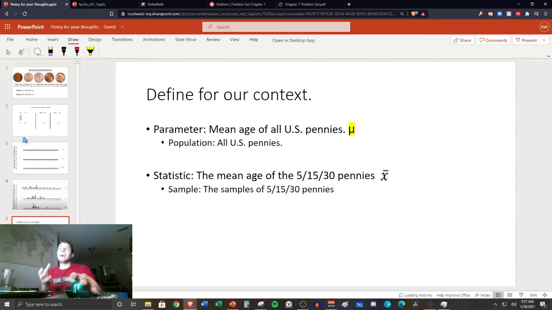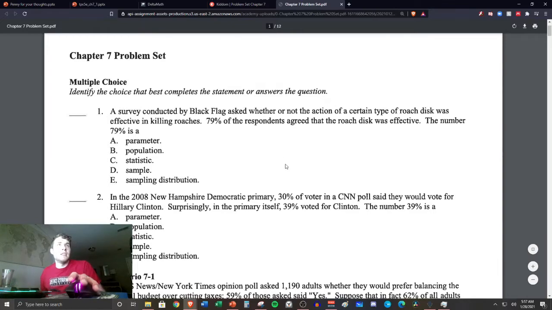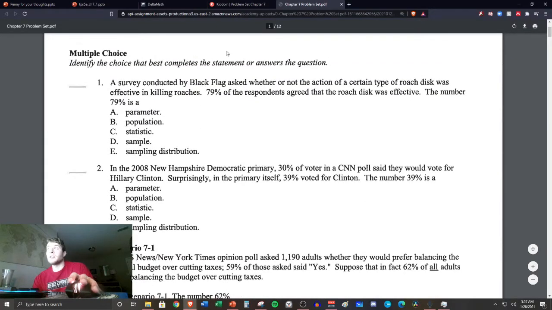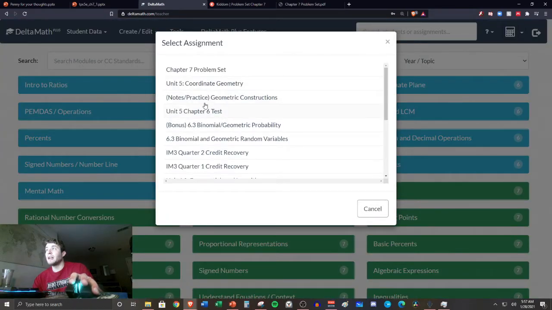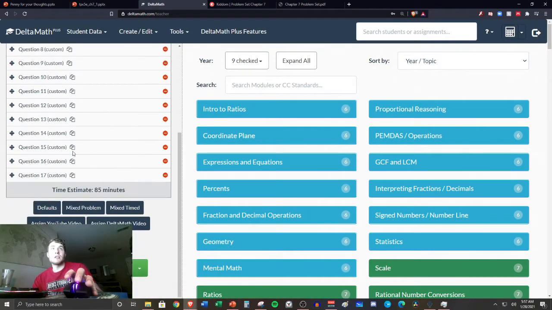But let's practice this idea of parameter, right? Here is the problem set. This is going to be due in a few weeks, actually. But I've put, well, not all of it, I got the first 17 questions on Delta Math. So if you go to your assignments in Delta Math, you will find the Chapter 7 problem set. And I've put the first 17 questions in here.